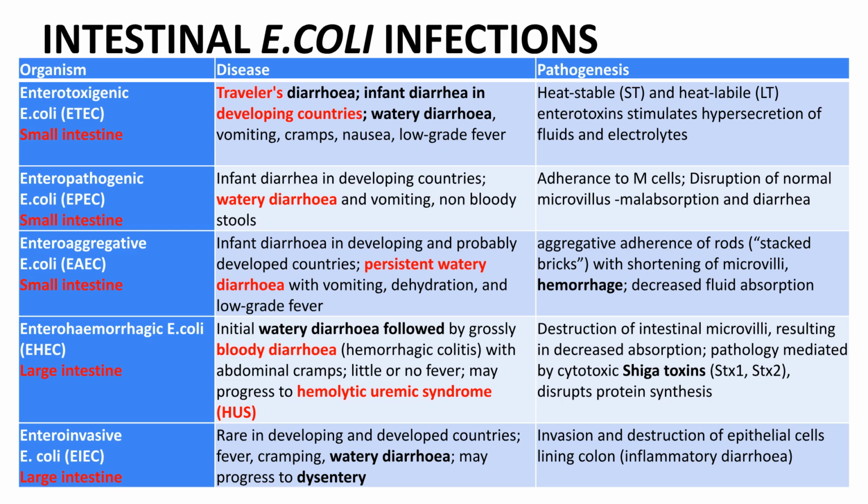EIEC causes fever with cramping and watery diarrhea that may progress to dysentery. Mechanism: invasion like Shigella. Inflammatory diarrhea. Think invasive, inflammatory, rare. Key clinical distinctions: watery diarrhea.